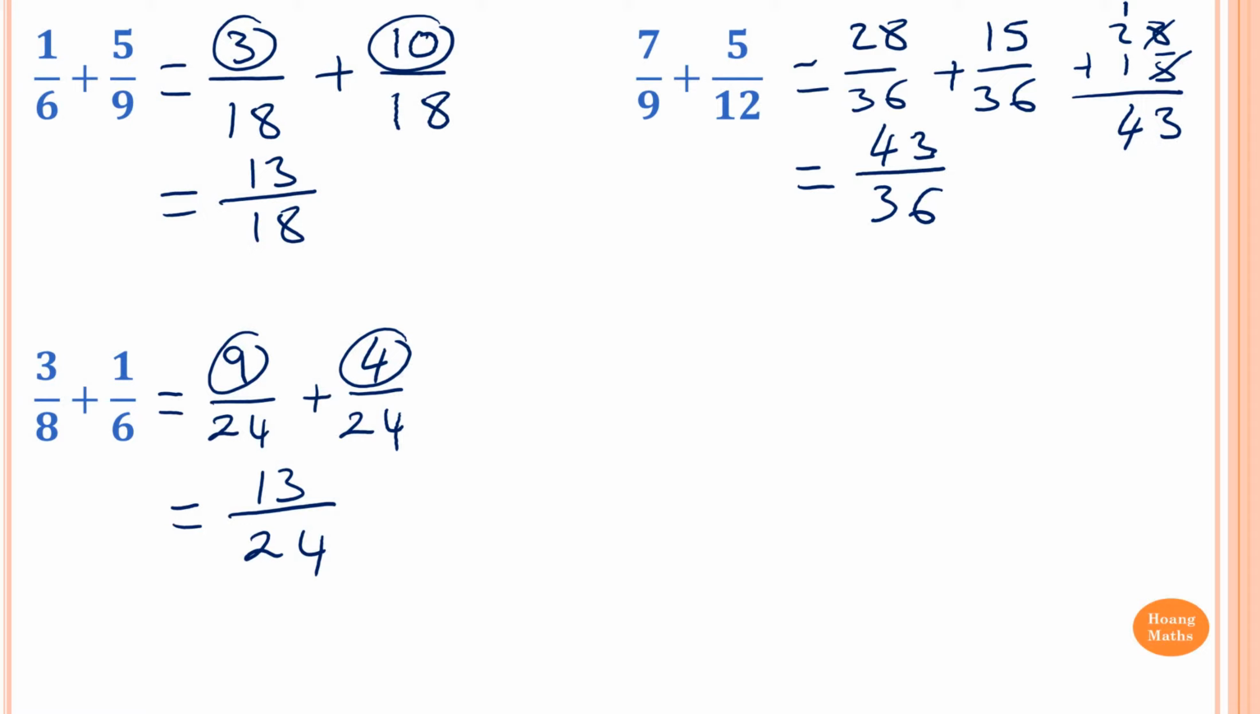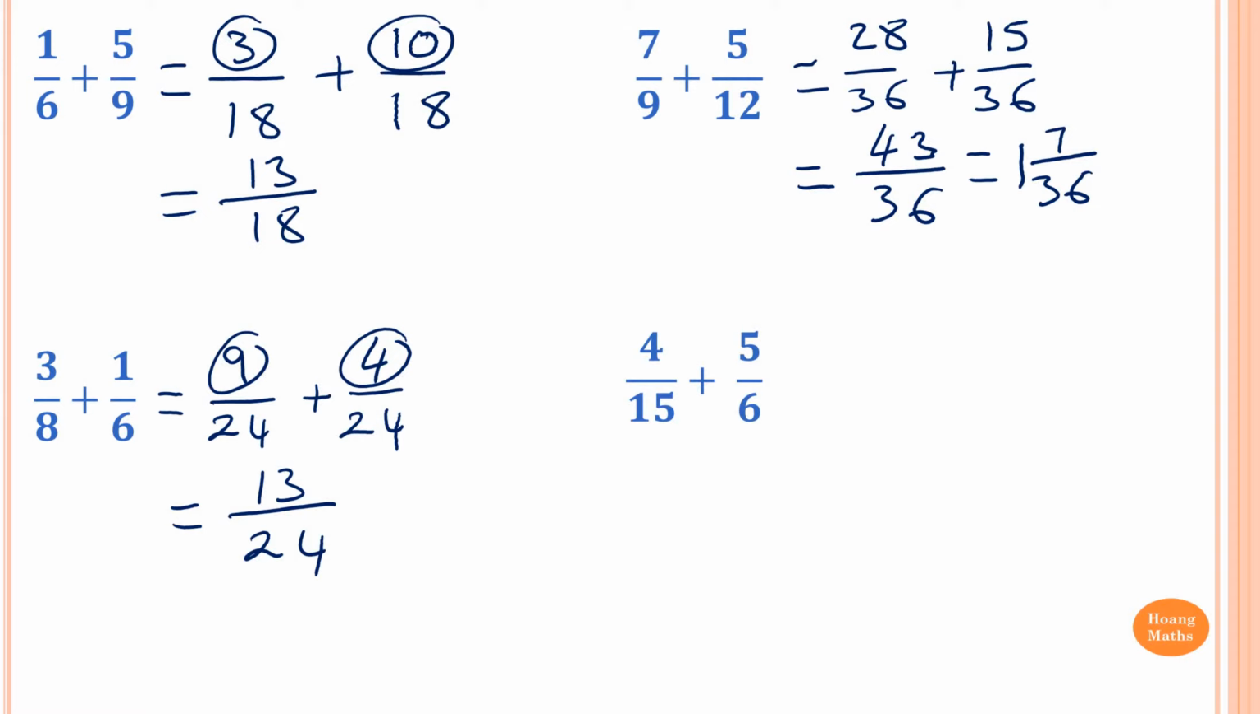But then 43 over 36 is an improper fraction, so we need to write it as a mixed numeral. So 36 goes into 43 once. To find the remainder, we go 1 times 36 is 36. So 43 minus 36. If you think about it, 40 minus 36 is 4, add 3 is 7. So the remainder is 7 out of 36.